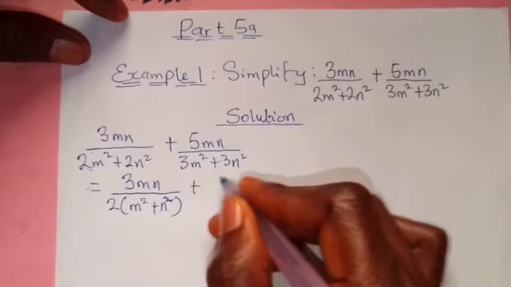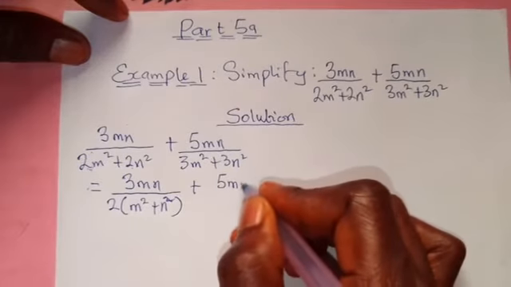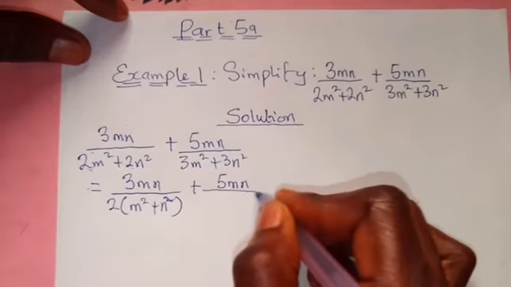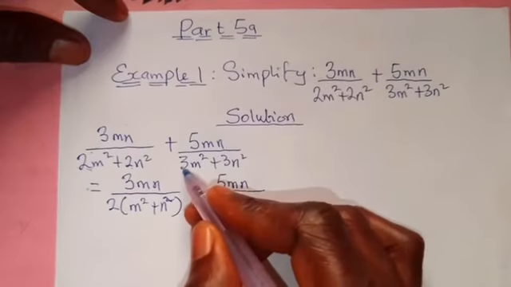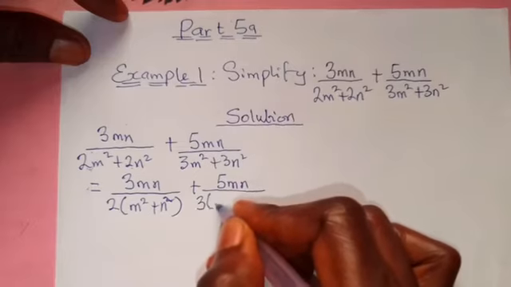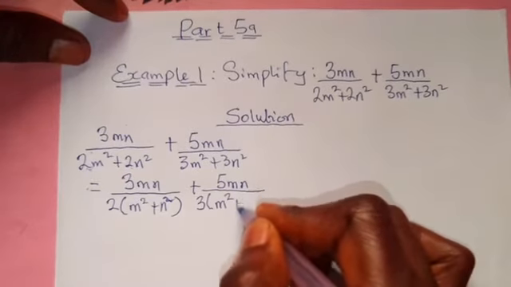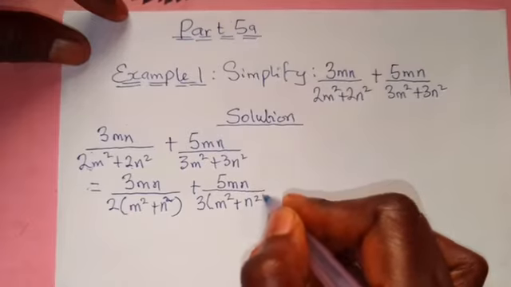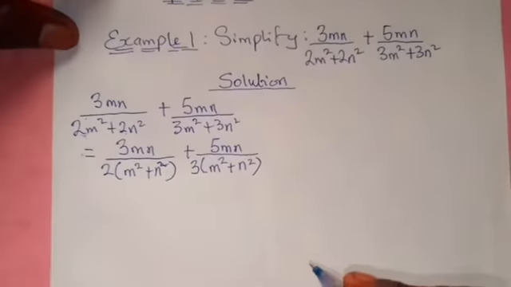Now we do the same thing for the second algebraic fraction, which is this. We bring out our 3 because 3 is common. So write it out as 3, then open bracket, m squared plus n squared. All right, that's the first step we take.